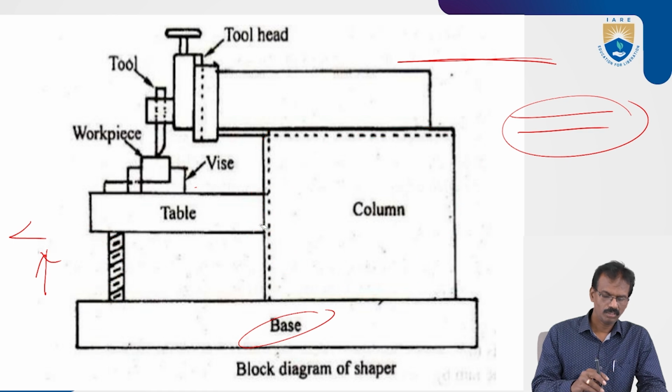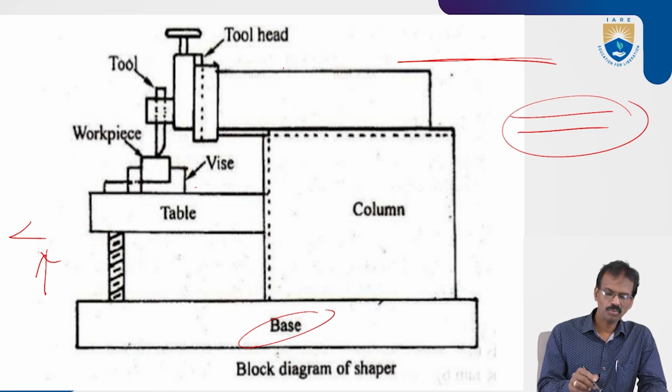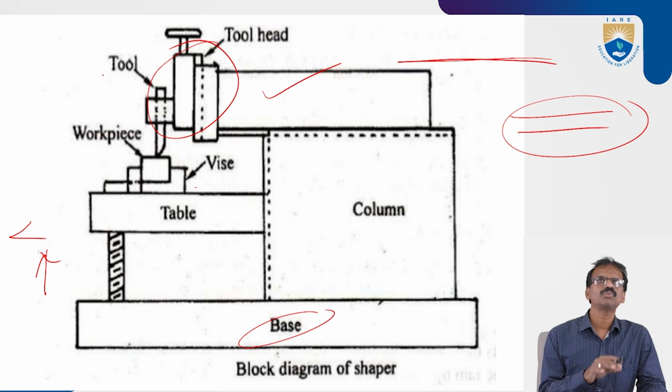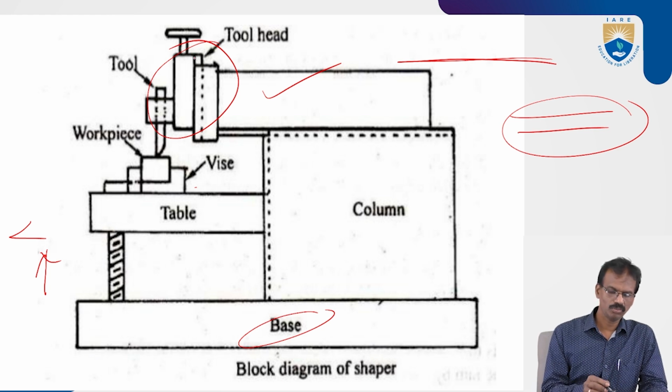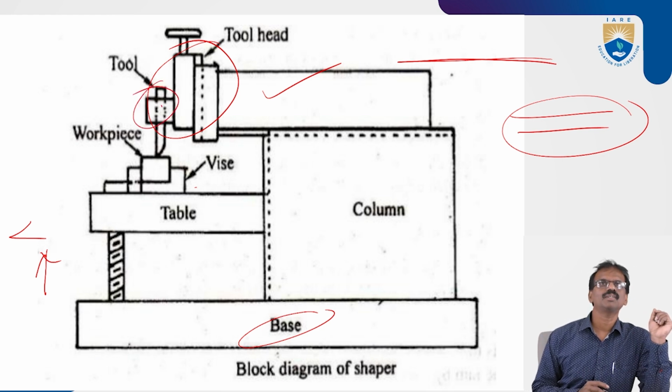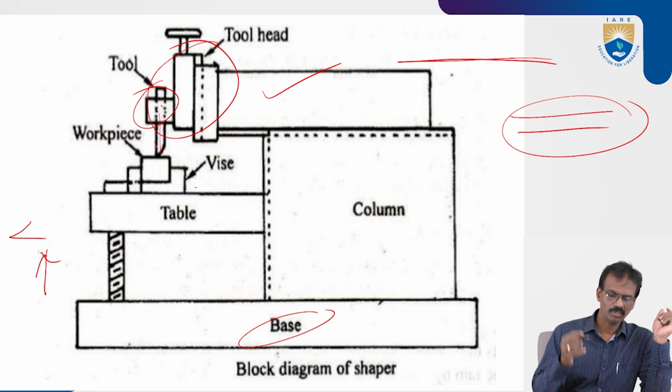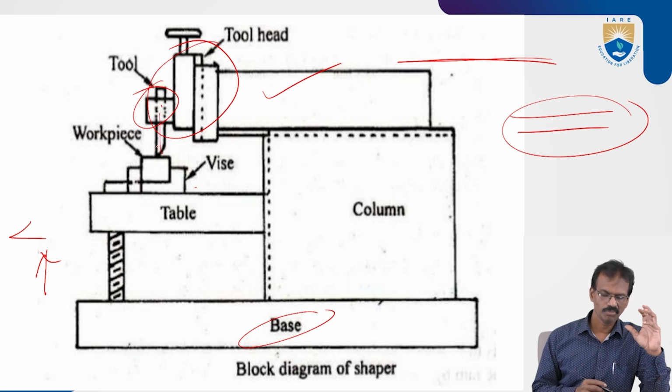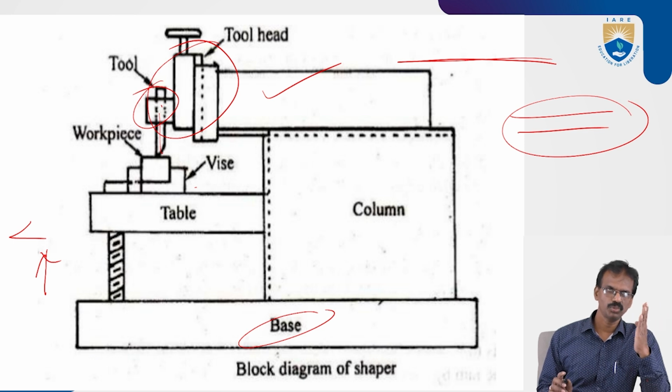At the front portion of this ram, there is a tool head. The tool head has the tool post, and by the help of the tool post we can fix the single point cutting tool. Here the swiveling tool post is there. We can tilt the direction positioning of the tool post also.